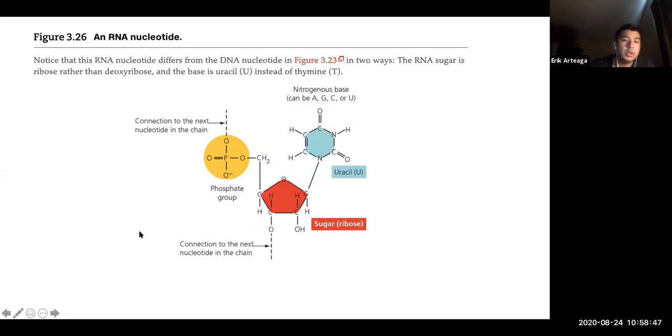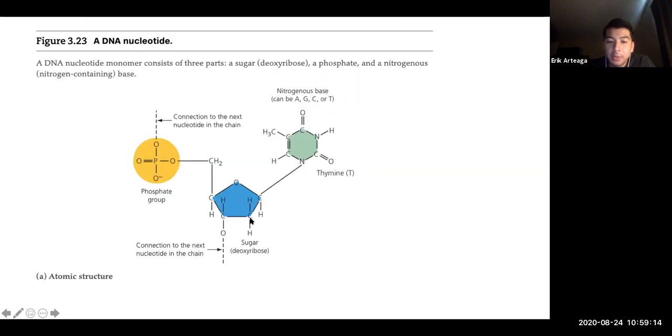So RNA. So notice that an RNA nucleotide differs from a DNA nucleotide in two ways. The RNA sugar is ribose rather than deoxyribose, and the base is uracil instead of thymine. So instead of thymine, we have uracil, okay? Another thing to note is that we have an extra hydroxyl group here, okay? This hydroxyl group actually makes this molecule unstable, right? Whereas DNA will have a deoxyribose, or lack that hydroxyl group. This allows this molecule to stack on itself and allow it to have that double helix shape, okay?